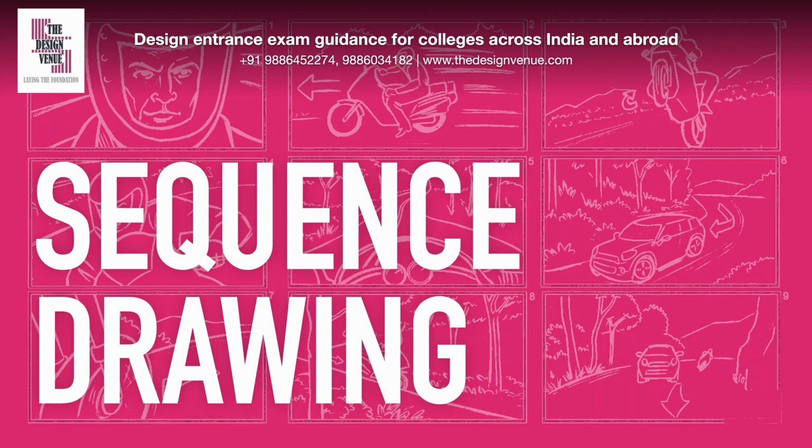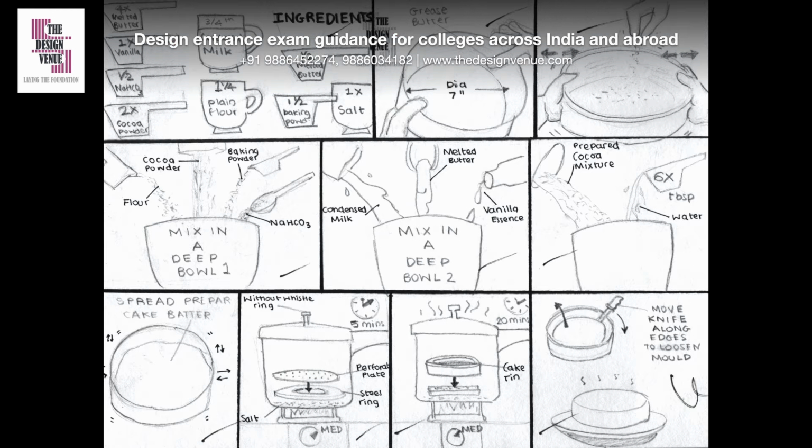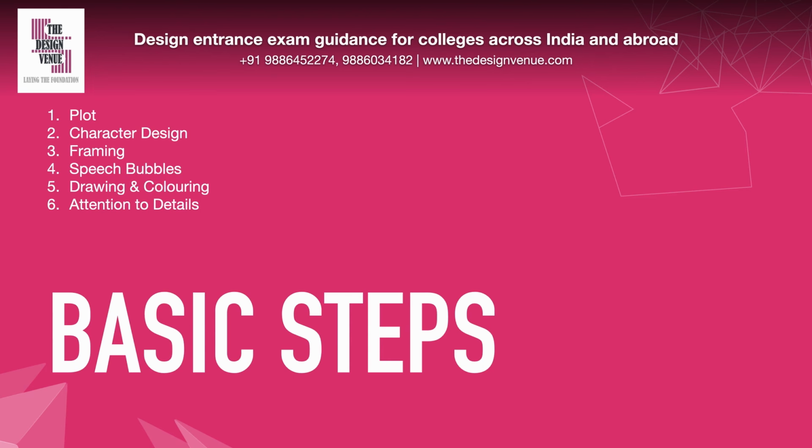Sequence drawing is an art form which uses a series of images as a means of communication. This can be with or without the support of words. They could depict comic strips or a set of instructions having step-by-step illustrations. Let's see some basic steps involved in sequence drawing.